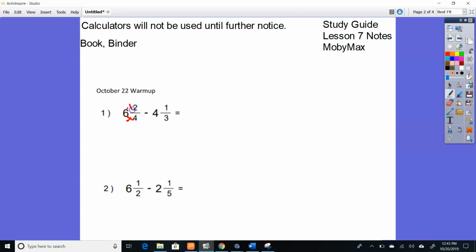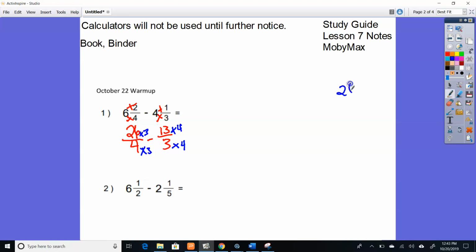So 6 times 4 plus 2: 6 times 4 is 24, plus 2 is 26 over 4, minus, and then 4 times 3 is 12 plus 1 is 13, so 13 over 3. Our denominators are not the same, so we need to change them. The common denominator here is going to be 12, so 4 times 3 and 26 times 3. And then to get to 12 here, we have to do 3 times 4 and 13 times 4.